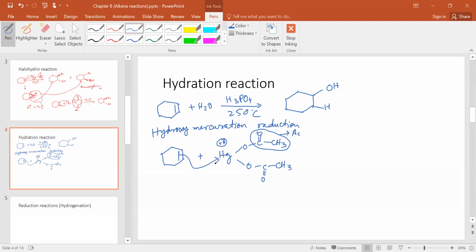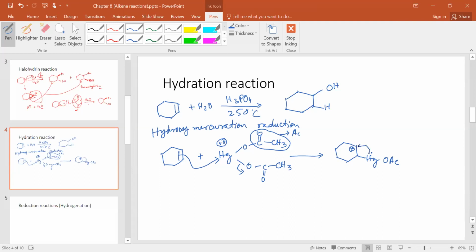So this will go here, this will leave. And you see the mercury has d orbital filled. So what happens? It will make a kind of carbocation. Here carbocation and Hg, I'm writing in short OAC. Mercury has more electrons in the d orbital.